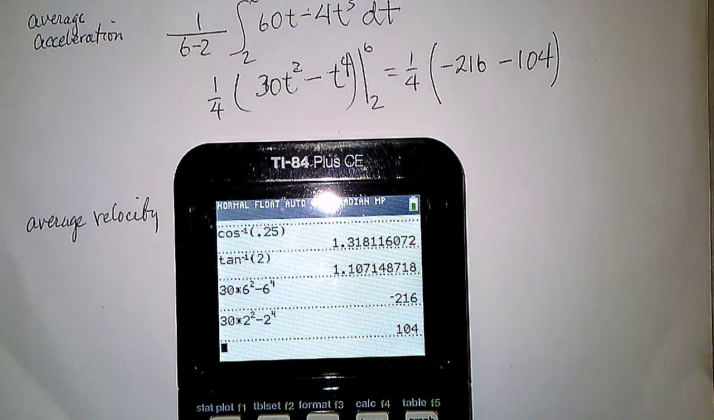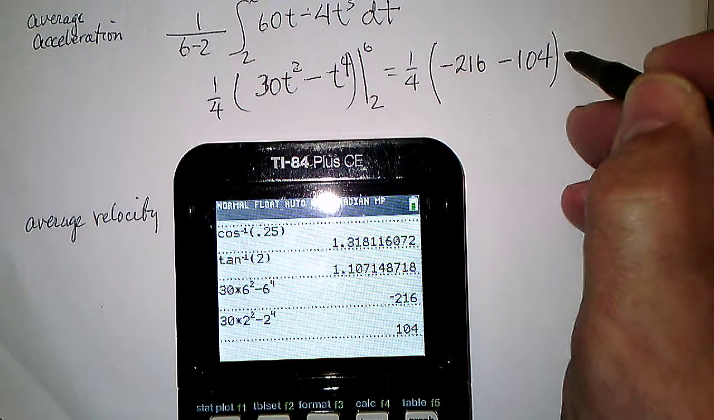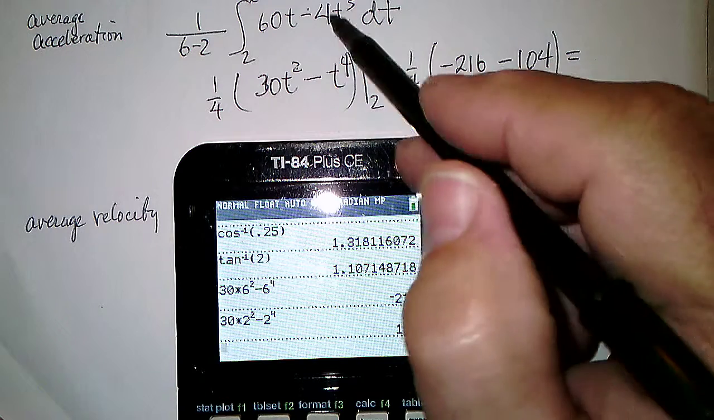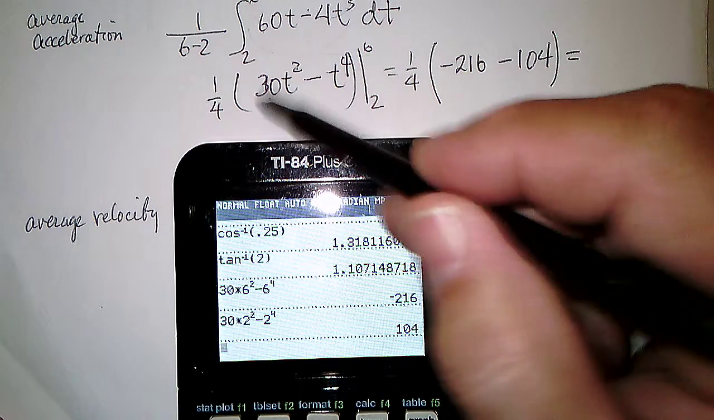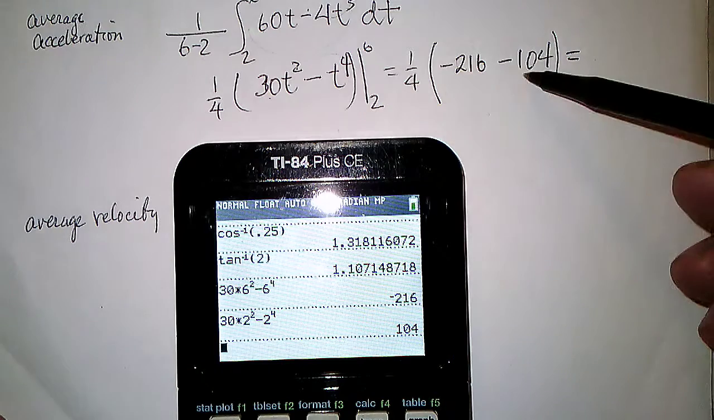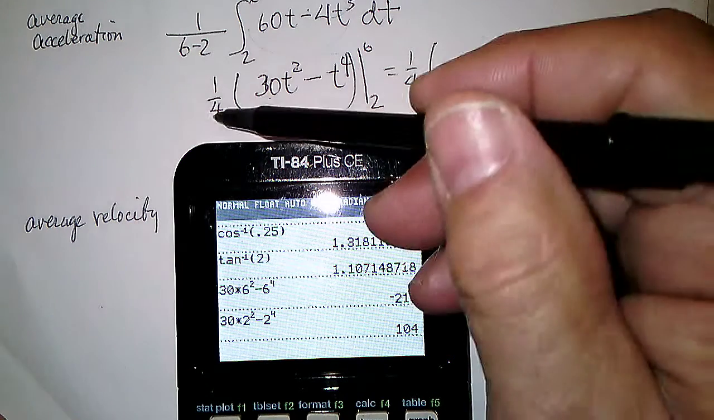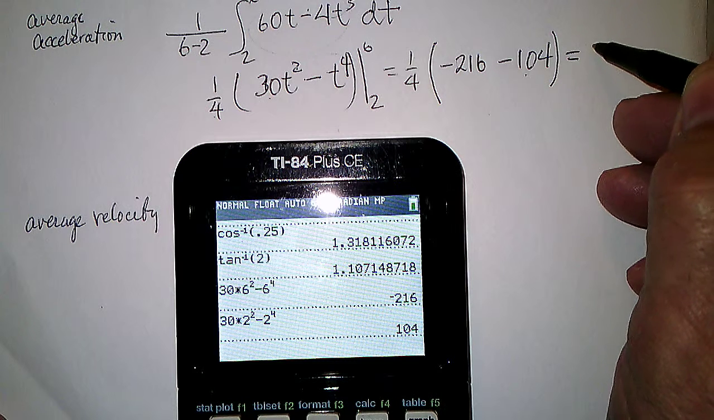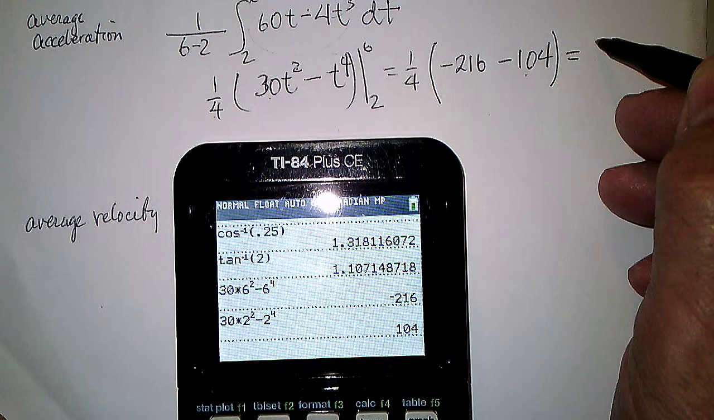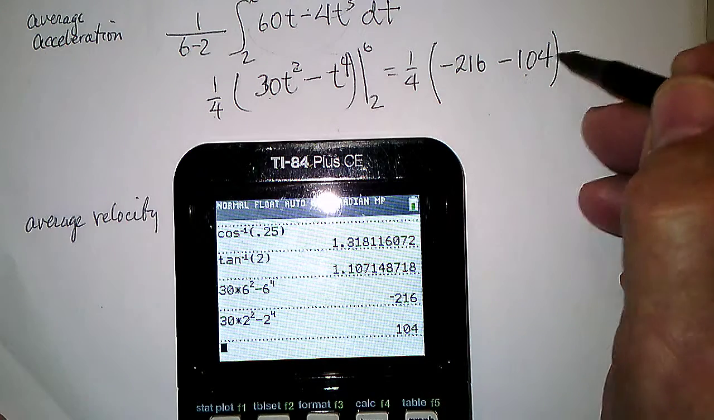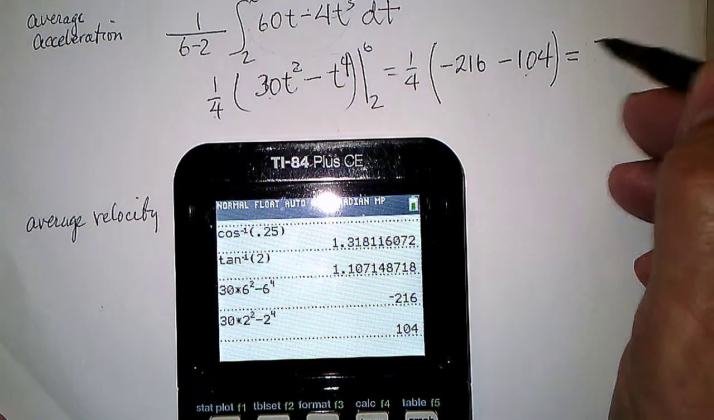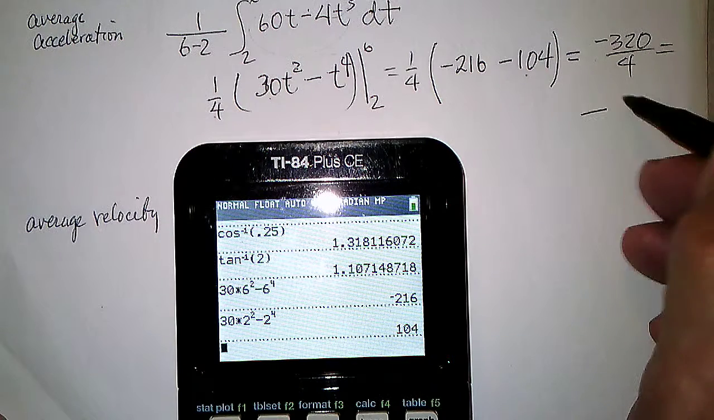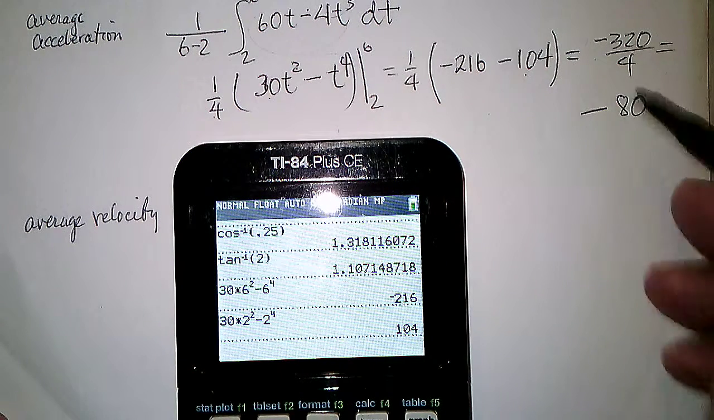Okay, so this gets me the change in velocity, because if I integrate the acceleration, I get a velocity. And if I find the change in the velocity divided by the change in time, I have the average acceleration. So this will be minus 320 divided by 4, which is minus 80 for the average acceleration.